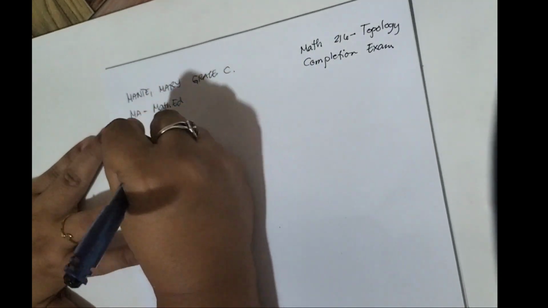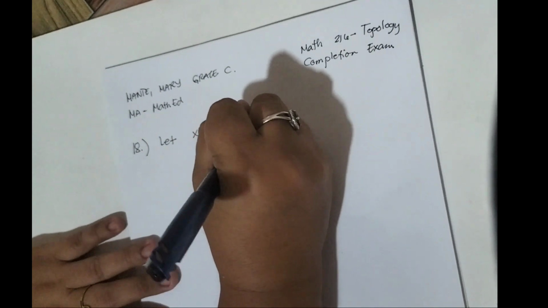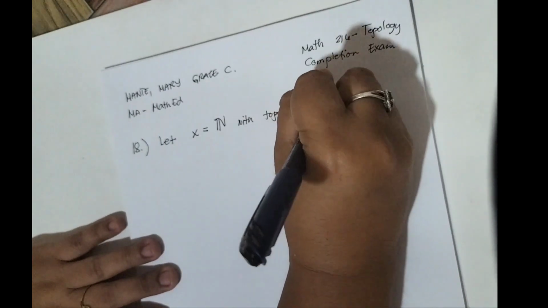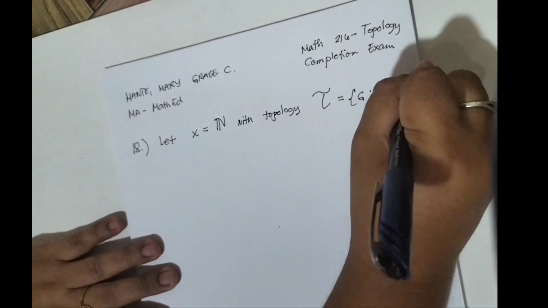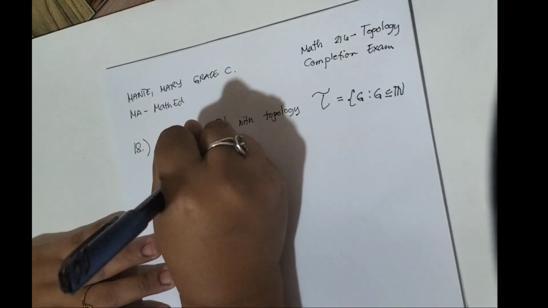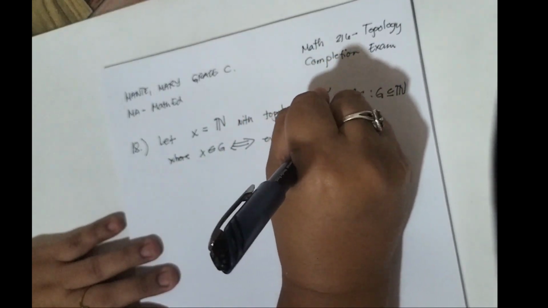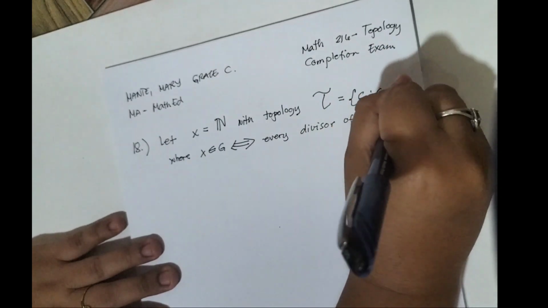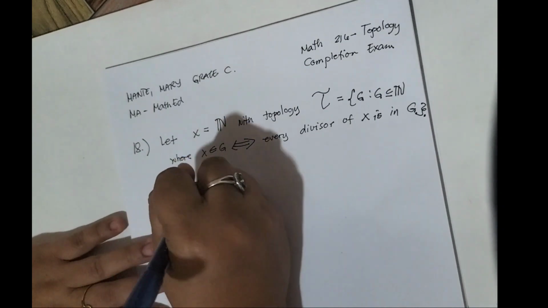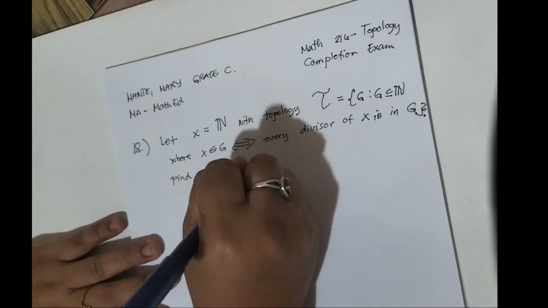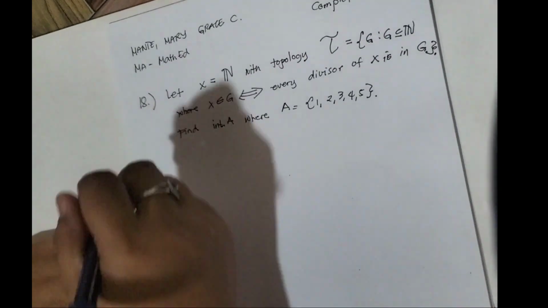Our last number, number 18. Let X be the natural numbers with topology T equal to the set of G such that G is a subset of the natural numbers, where if x is an element of G, then every divisor of x is in G. Find int A where A is equal to {1, 2, 3} or {1, 2, 3, 4, 5}.